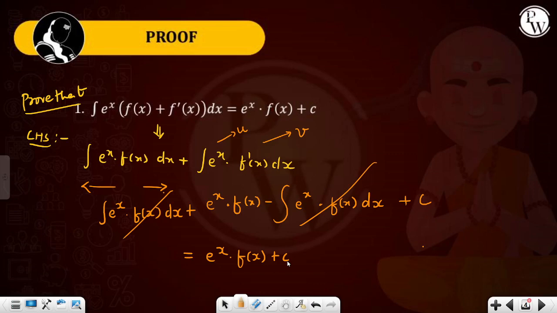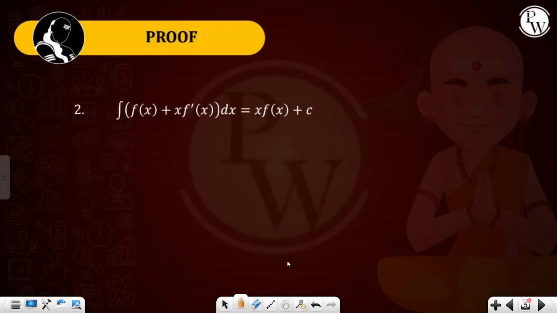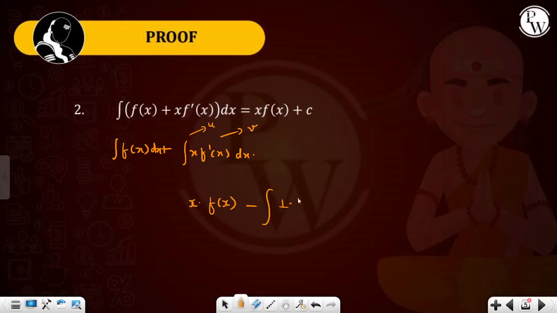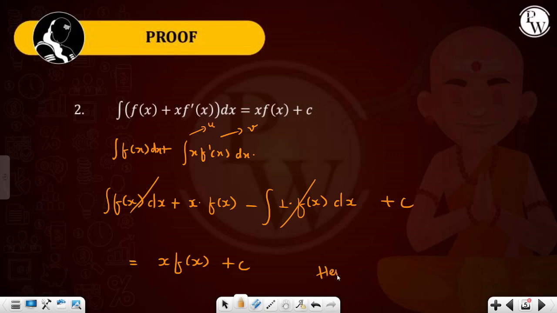Okay, so let's get on to the next proof and please note it down. F of x plus x f dash x. We have to integrate it. Again, same way. F of x, keep it as it is, plus x f dash x dx. Again, this is v, this is u. U as it is, integration of v, minus integration of differentiation of u into integration of v, f of x dx. This was as it is. Again they will cut themselves, so x f of x and a constant of integration put it. Okay, so hence proved. Note down the proof. And you can do the proof by yourself also if you are very well aware of integration by parts.